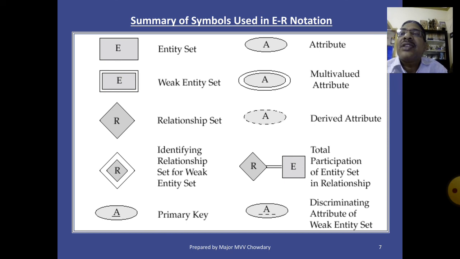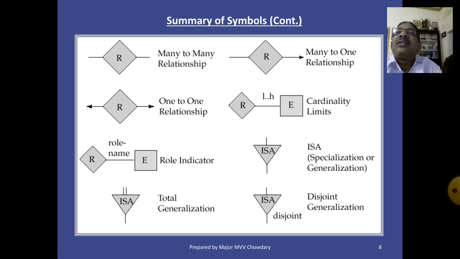We see on the screen the diagrammatic representation of various entity sets and attributes. Various ER notations are on the screen: many-to-many relationship, one-to-one relationship, total generalization, is-a relationship, many-to-one relationship, specialization or generalization, disjoint generalization.